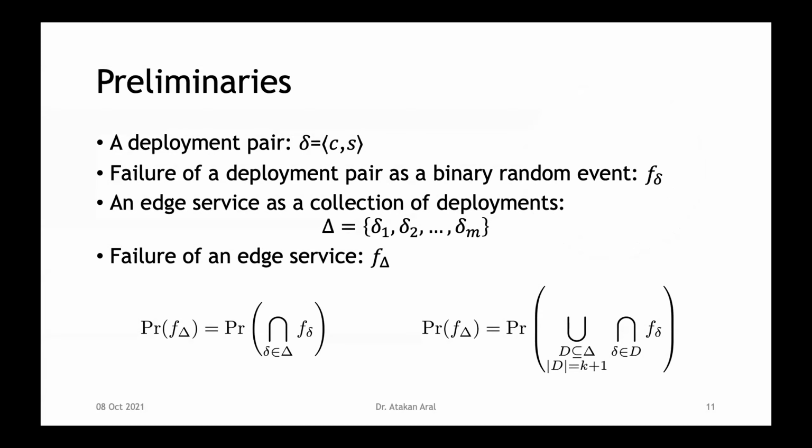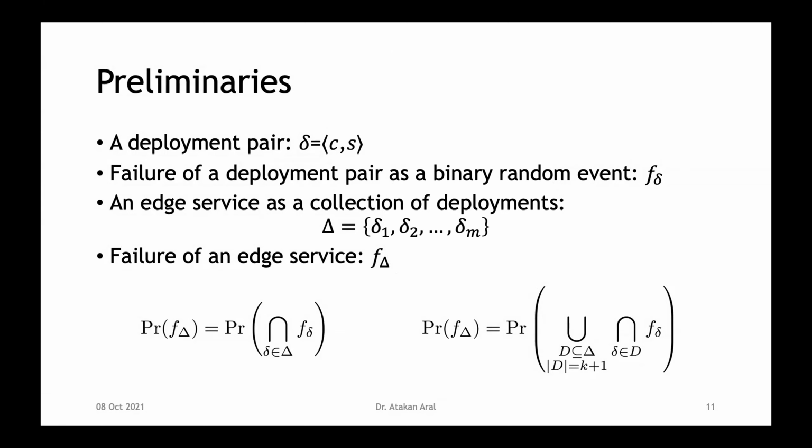Then we can model an edge service as a collection of various deployments. So various copies of this service are deployed on various servers. Capital delta is a collection of M deltas, M deployments, and each one of them is a copy of this service or a replica of this service. Again, I will use the words copy and replica interchangeably. They are the same thing for now.